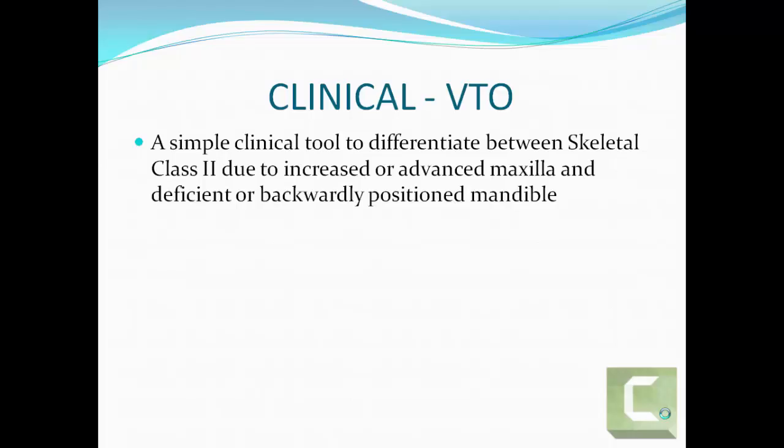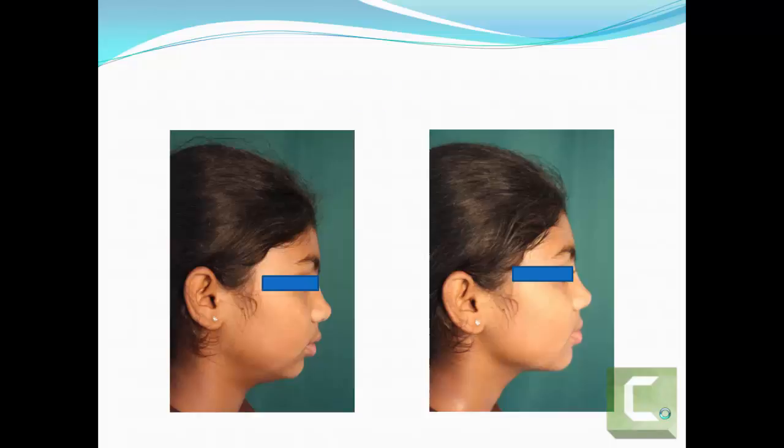So this clinical visualized treatment objective is a simple clinical tool to differentiate between a skeletal class 2 due to an increased maxilla or advanced maxilla and a deficient or a backwardly positioned mandible. And how do I do it? I'll be demonstrating this procedure, clinical VTO, with the help of two photographs. As we see, the first picture is the pre-operative or pre-treatment profile photograph of a patient with a class 2 malocclusion, which is quite evident with her highly convex profile.